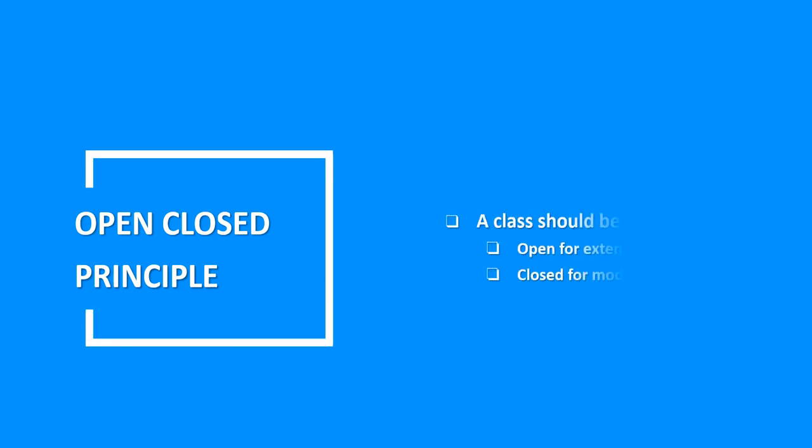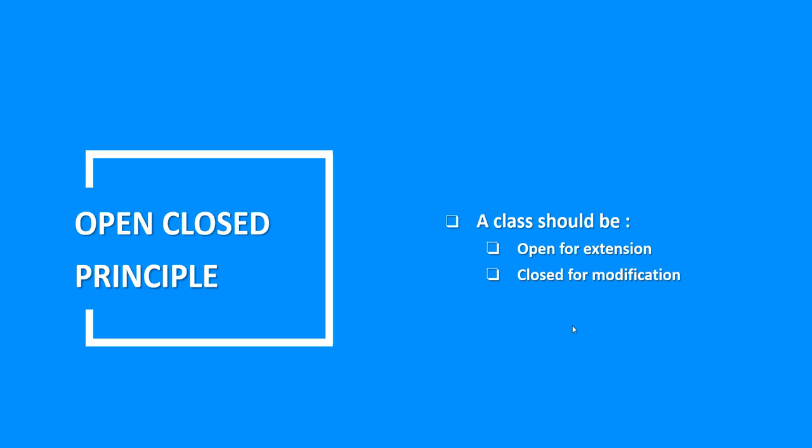Hello and welcome. In this video, we are going to get introduced to Open Closed Principle or OCP. So this is what OCP says. It says that a class should be open for extension and closed for modification. Note that this principle is a combination of both of these statements.